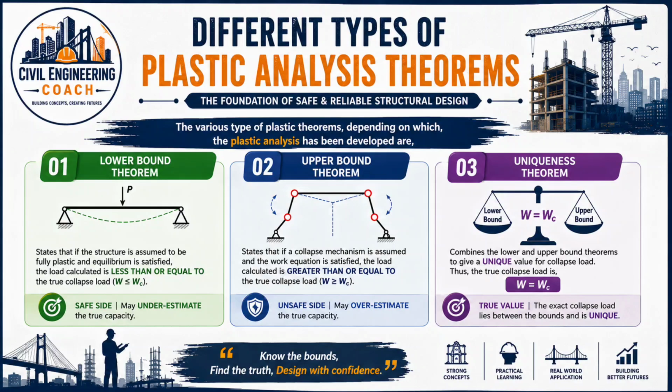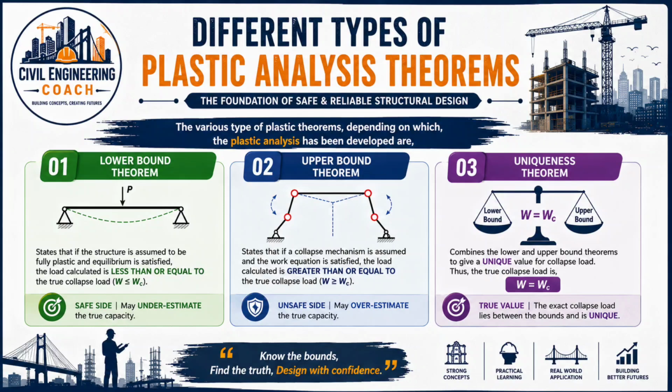The very first theorem is the lower bound theorem. It states that if the structure is assumed to be fully plastic and equilibrium is satisfied, the load calculated is less than or equal to the true collapse load. Coming to the upper bound theorem, this theorem states that if a collapse mechanism is assumed and the work equation is satisfied, the load calculated is greater than or equal to the true collapse load.